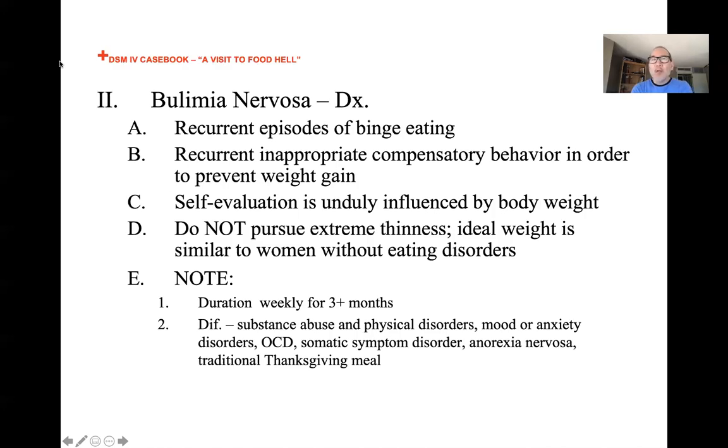Now, in terms of bulimia, before we get into bulimia, let me tell you a little story, a little abnormal psychology bedtime story. It's not a bedtime story. It's about a case of bulimia, and it is a case of a visit to food hell. So let me read you this tale.